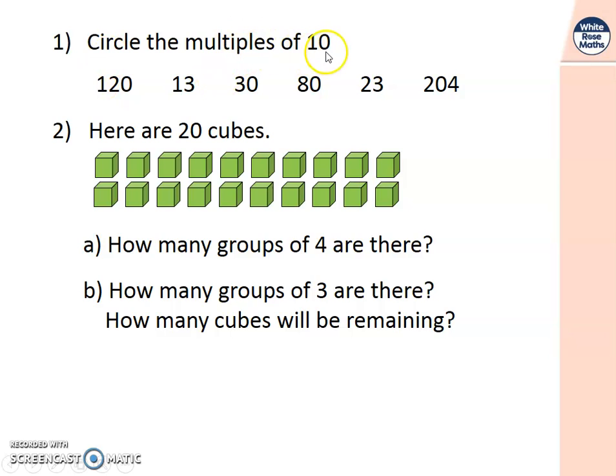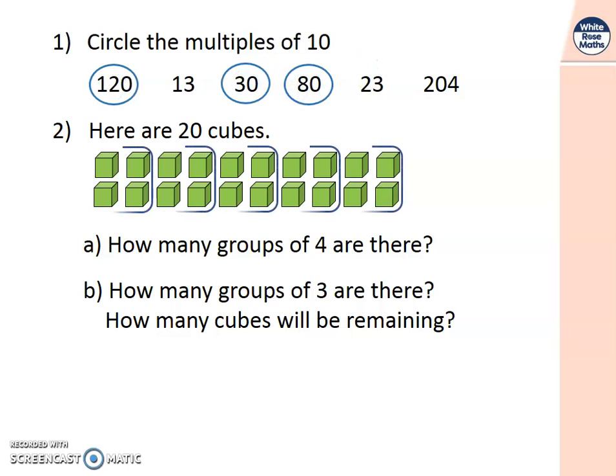Let's have a go at these. Circle the multiples of 10. Have a think, what do numbers in our 10 times table always end in? Let's check your answers. So the answers are 120, 30 and 80. They all end in 0.